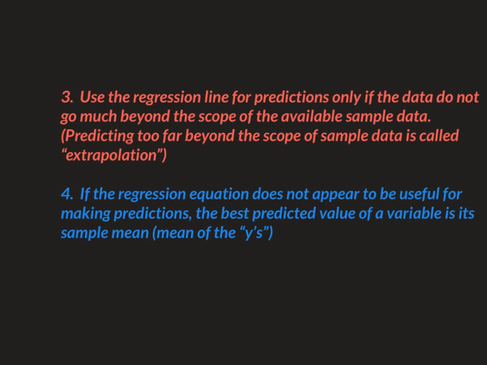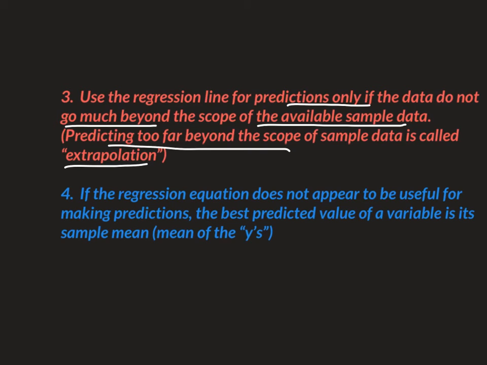All right, number 3, use the regression line for predictions only if the data do not go much beyond the scope of the available sample data. I showed you that just a second ago. Predicting too far beyond the scope is called extrapolation. Make sure you get that word down, extrapolation. If I did a shoe size that was only 8 centimeters, or one that was 65 centimeters, that is so far away from the other points that it's called extrapolation. You're trying to predict something, and the prediction is not going to be good because it's so far away from the other numbers.